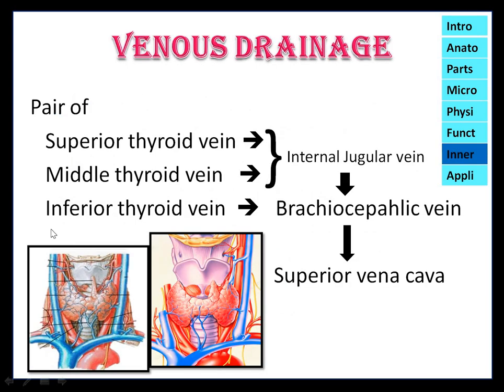Now the venous drainage. The pair of superior thyroid vein and middle thyroid vein, these drain the deoxygenated blood into the internal jugular vein. It is drained into the brachiocephalic vein. And the inferior thyroid vein drains the deoxygenated blood from the thyroid gland into the brachiocephalic vein directly. These deoxygenated bloods are passed into the superior vena cava.